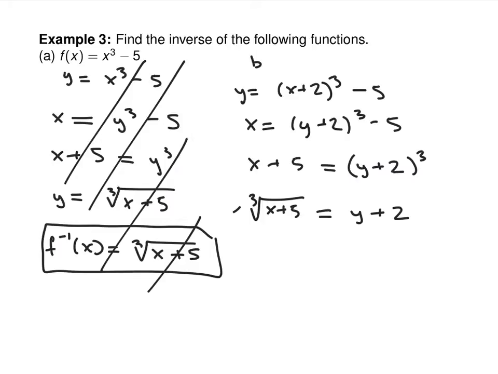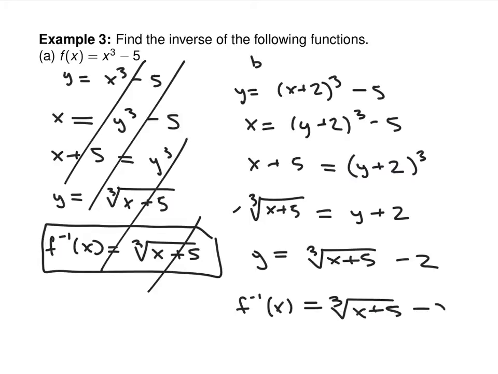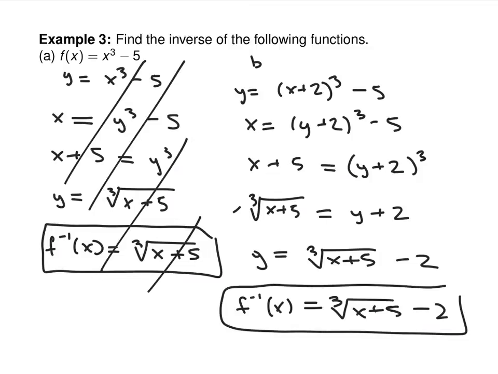Okay, what's the last thing you do? Subtract 2. So your inverse function is the cube root of x plus 5, minus 2. Here's my explanation of this. In the original, first you take x, operation 1 is add 2, right? What's the next thing you do once you've added 2 in the original? Cube it, and then you take away 5, right?